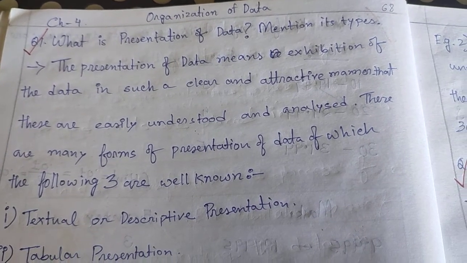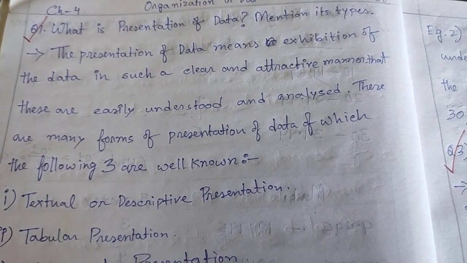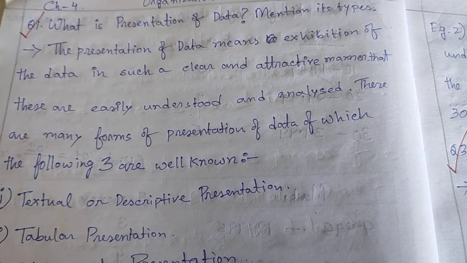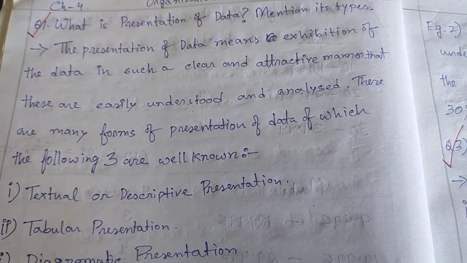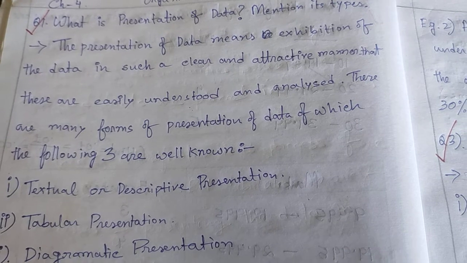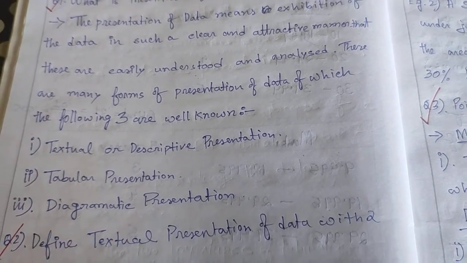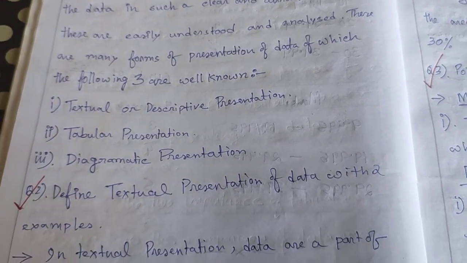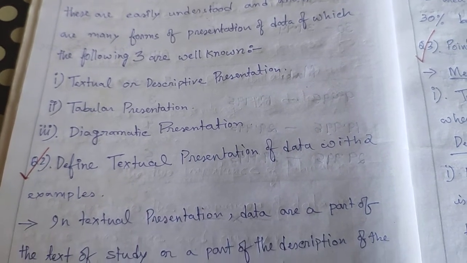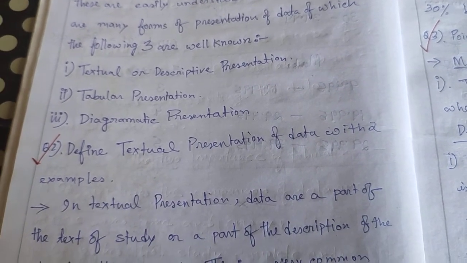নাম্বার 1 দেখো কোয়েশ্চেন, what is presentation of data? Full stop, mention its types. The presentation of data means exhibition of the data in such a clear and attractive manner that these are easily understood and analyzed. Full stop. There are many forms of presentation of data, of which the following three are well known. Number 1, textual or descriptive presentation. Number 2, tabular presentation. Number 3, diagrammatic presentation.